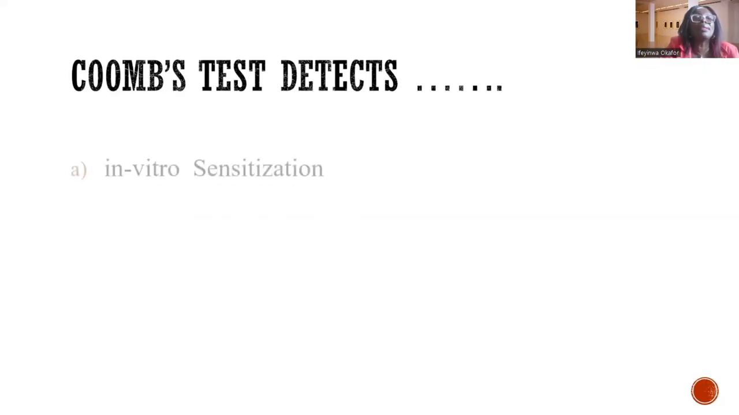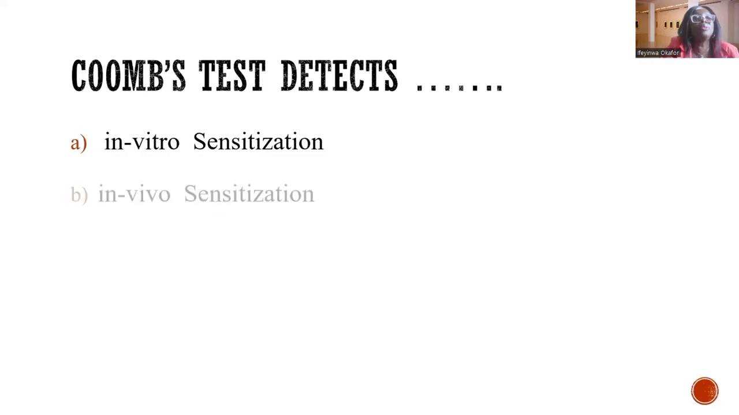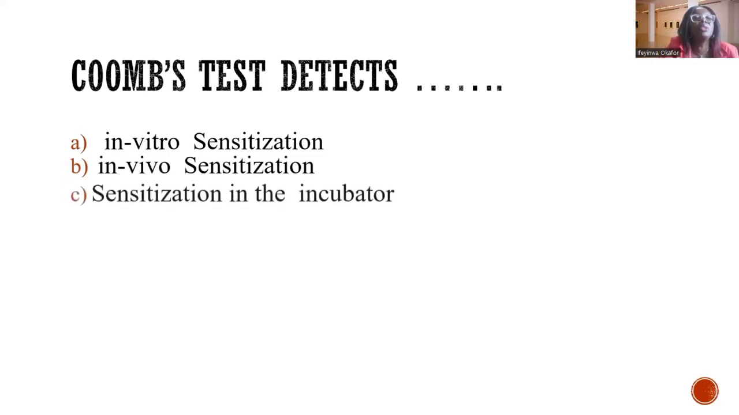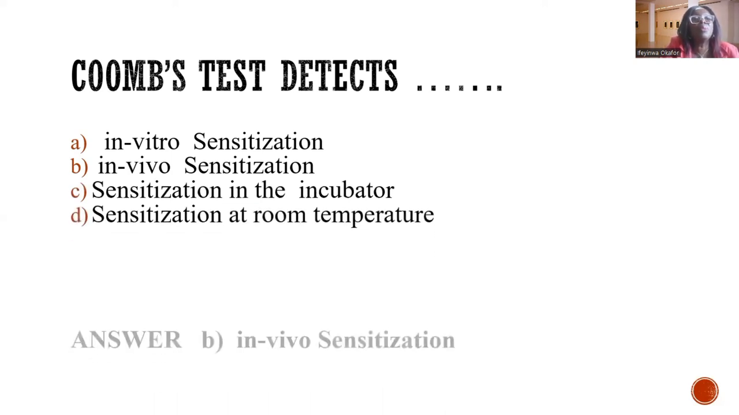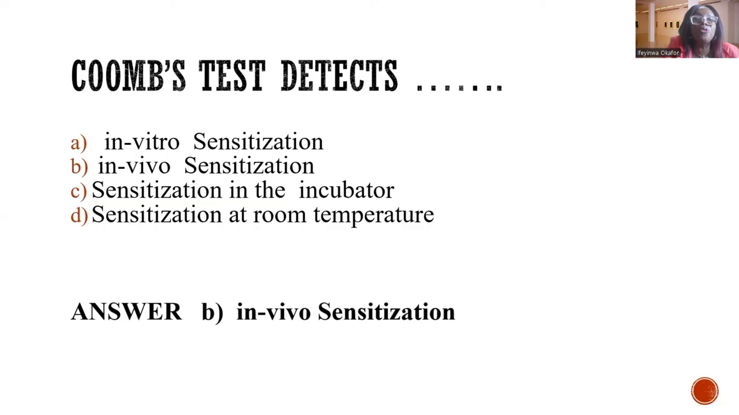Coombs test detects in vitro sensitization, in vivo sensitization, sensitization in the incubator, sensitization at room temperature. The answer is B, in vivo sensitization. Coombs test detects in vivo sensitization, like in hemolytic disease of the newborn, when the baby's red cells are coated with incomplete antibodies. You can use Coombs test to detect if there is a sensitization. So in vivo sensitization is the answer.